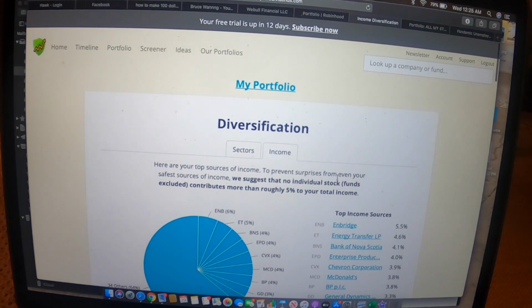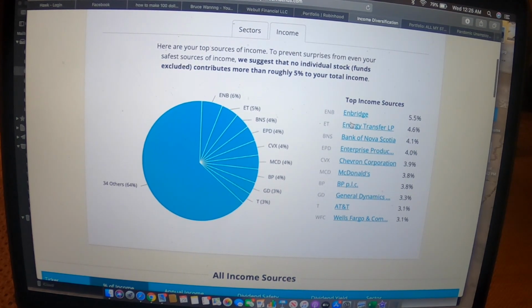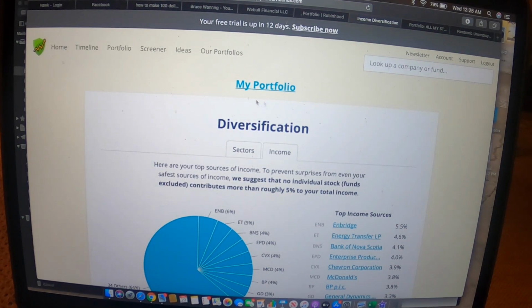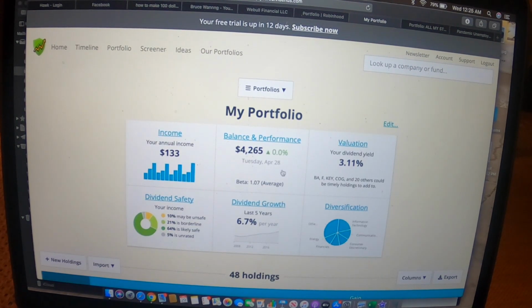And then on this one, they show you where most of the income is coming from. As that $133 so far, it's telling you where most of the money is coming from, percentage wise. So it's not too bad, as you could see. And let me go back. So yeah, we got that.